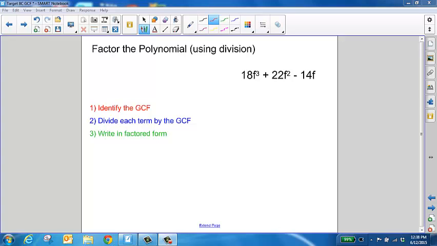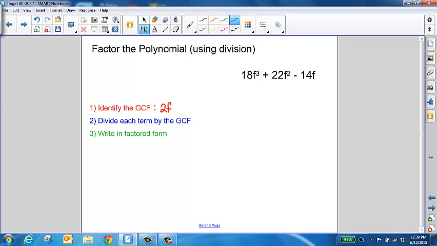To factor the polynomial 18f^3 + 22f^2 - 14f using division, we're going to use the steps on the left to help us through this. The first step is to always identify what your greatest common factor is for your polynomial. Now, the greatest common factor between the coefficients, 18, 22, and negative 14, is 2. Every term has a variable f, so we're actually going to factor out an f with our GCF.